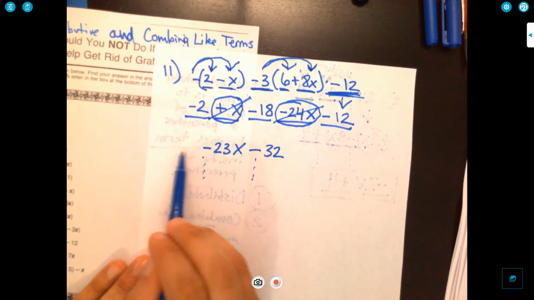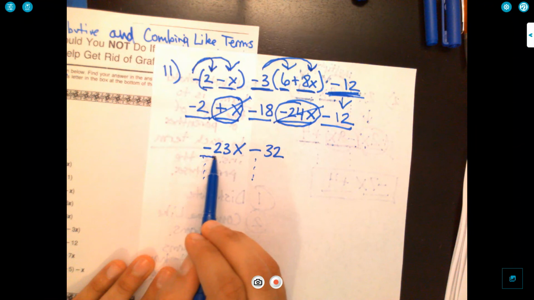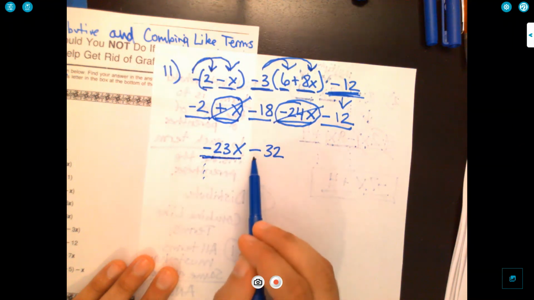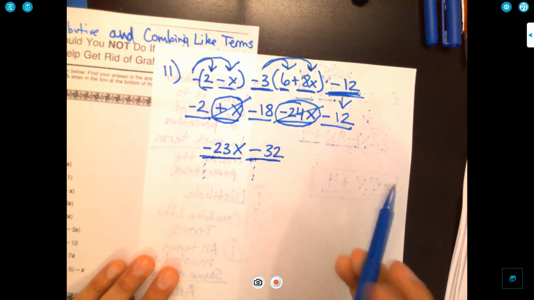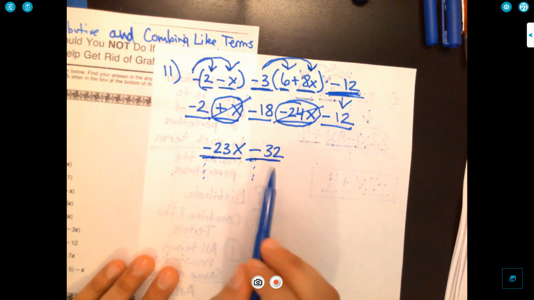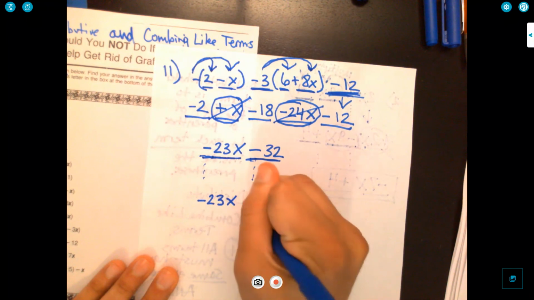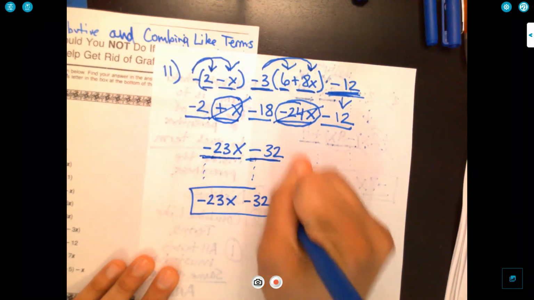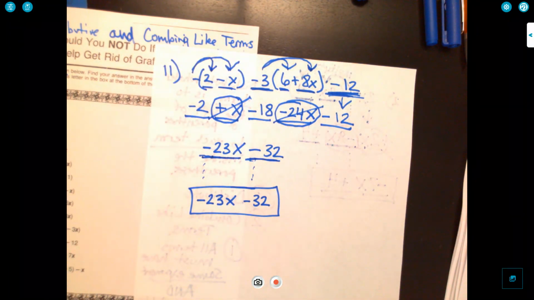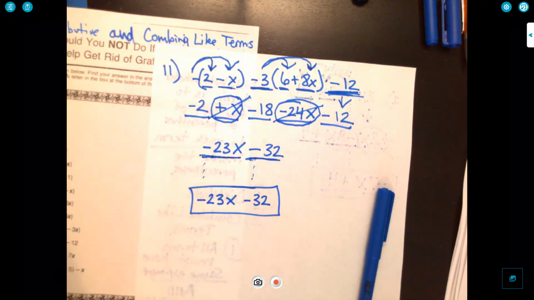All right, so how many terms do we have now? We have this negative sign, nothing out to the left, so that means negative 23x is its own term. Here's a negative sign, so negative 32 is its own term. Can we combine these? Look at the rules. Nope, because they don't have the same variable. So we're left with negative 23x minus 32. And that's the simplified version of the expression as much as you can get.